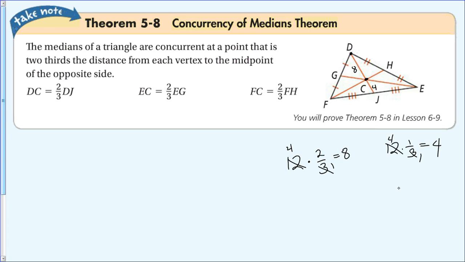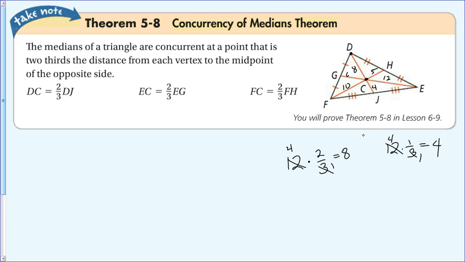So that's the important thing to take away from the medians of the triangle. The segment of the median that is from the vertex to the centroid is 2/3 of the total distance and is twice as long as the part from the centroid to the opposite side. So like if FC here was 10, CH would be 5, and if this was 12, this would be 6. But like I said, that's the important thing to take away from medians of a triangle.